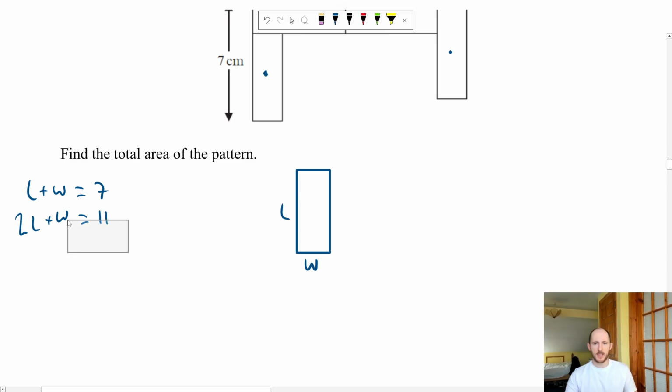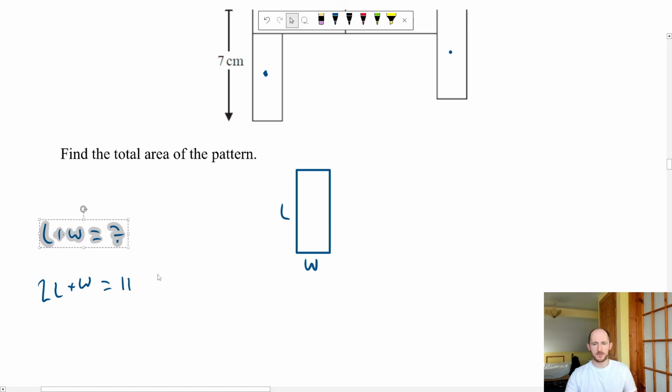Now, how do you do that? In fact, to make my life a bit easier, I'm actually going to swap these 2 equations around because I've noticed something. Well, all you need to do is make one of the letters, one of the variables, one of the unknowns, have the same coefficient. What's a coefficient? It's the number in front. What's the number in front of W? It's 1. What's the number in front of W? It's 1. What's the number in front of L? It's 2. What's the number in front of L? It's 1. So, can you see that W in both equations has the same number in front?